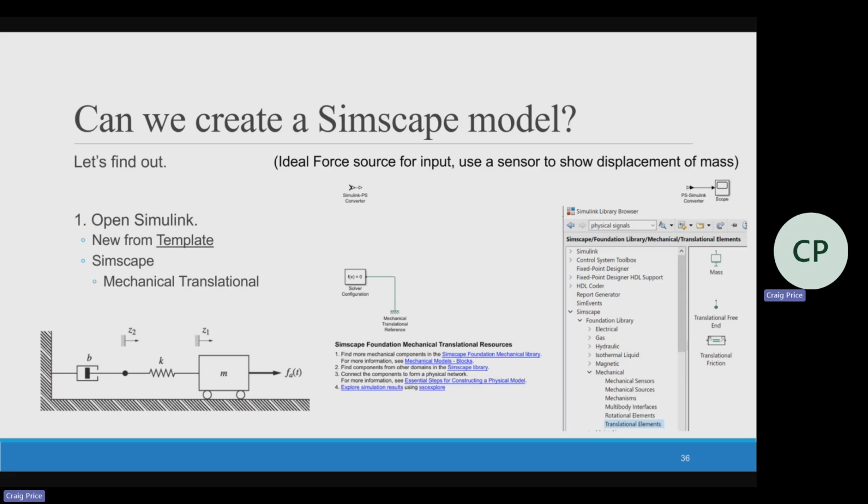So I just want you to look around. There's the library browser. If you know what you're looking for, like mass, you can double click and just type in mass, and it'll pull up a mass for you. Otherwise, you can use the library browser under Simscape, Foundation Library, Mechanical. There's a bunch of different elements, sensors, stuff like that.